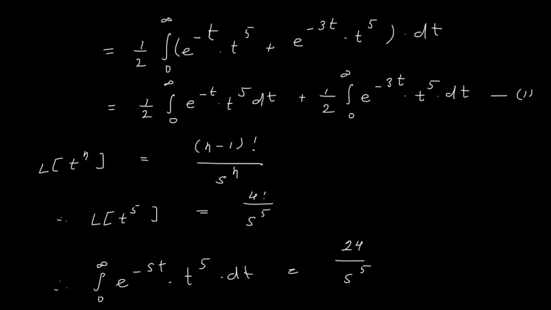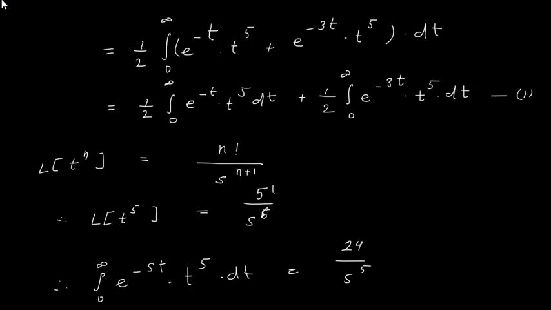Here I think in the formula we are making some mistake. This is not n minus 1 factorial. This is n factorial upon s power n plus 1. So t power 5, this is 5 factorial upon s power 6.